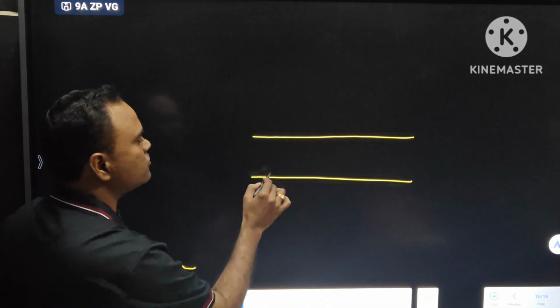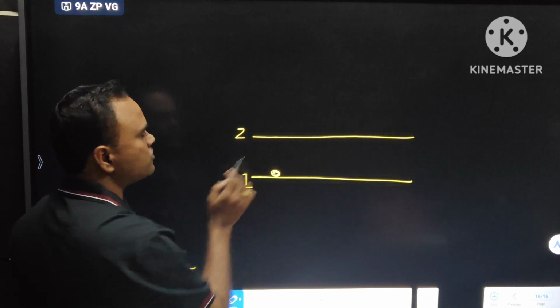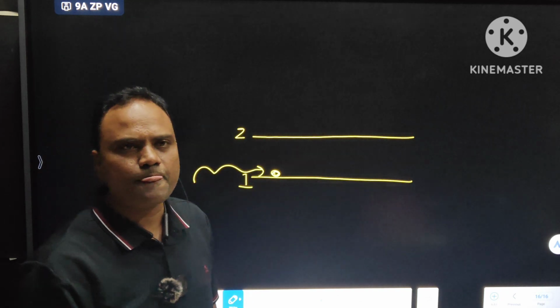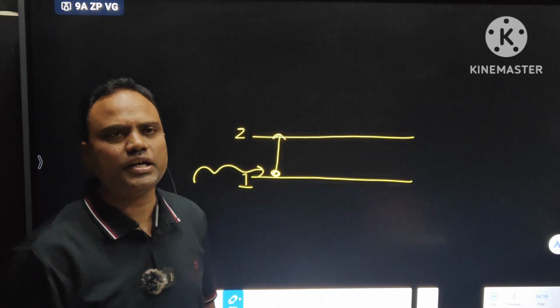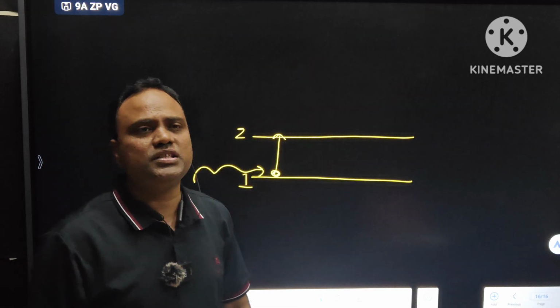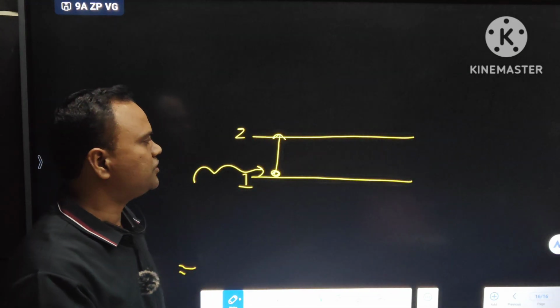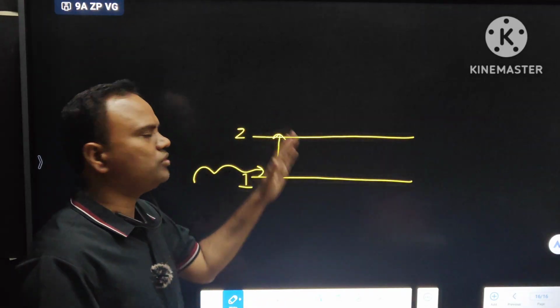But what happens when you supply energy to the electron which is present in the first orbit or first energy level? When you supply energy, it jumps to the second energy level or a higher energy level. This is called excitation. When we supply energy to the electrons, they jump to a higher energy level.